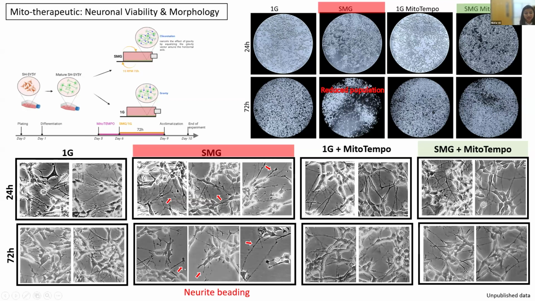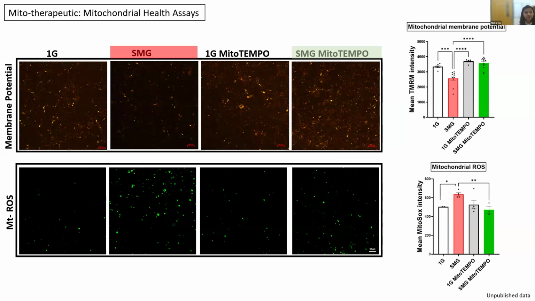And the neurites look more beaded and swollen, which is a typical hallmark of oxidative stress in cultured neurons, under simulated microgravity condition. However, in the MitoTempo treated group, we see that the beading was gone and the neurons look healthier. Next, we looked at mitochondrial health related assays, such as the mitochondrial membrane potential. We found that under simulated microgravity, the mitochondrial membrane potential decreased. However, the treatment group restored the mitochondrial membrane potential. Mitochondrial ROS goes up under simulated microgravity, and the ROS is ameliorated or goes to normalcy after MitoTempo treatment.